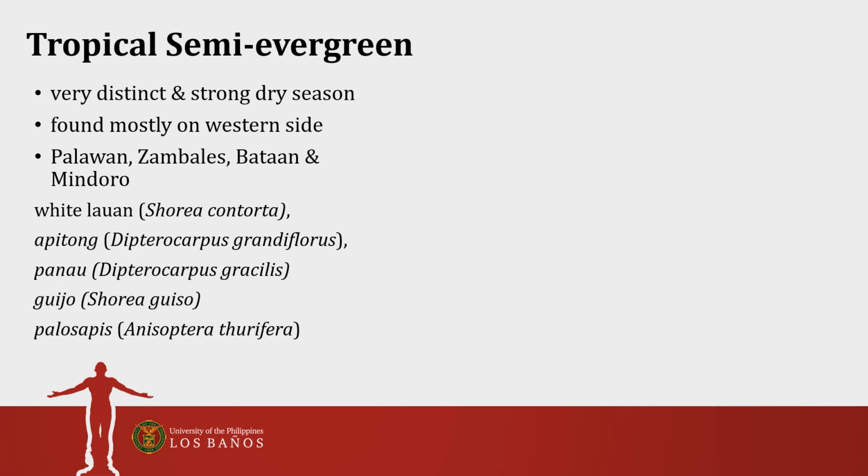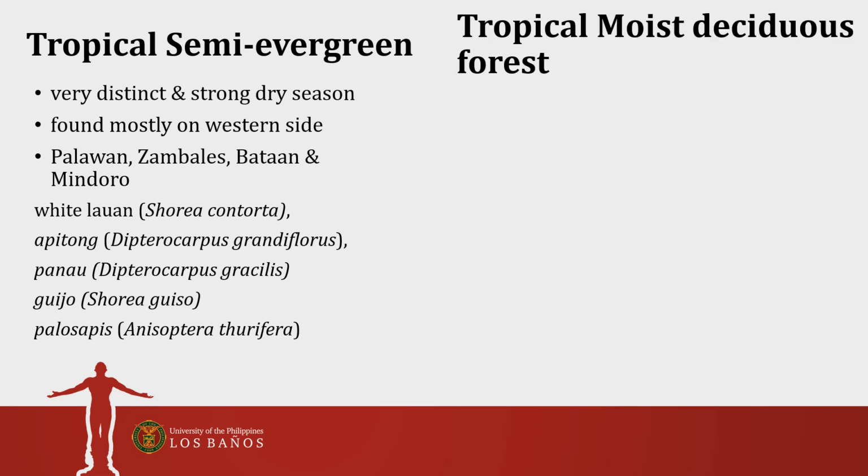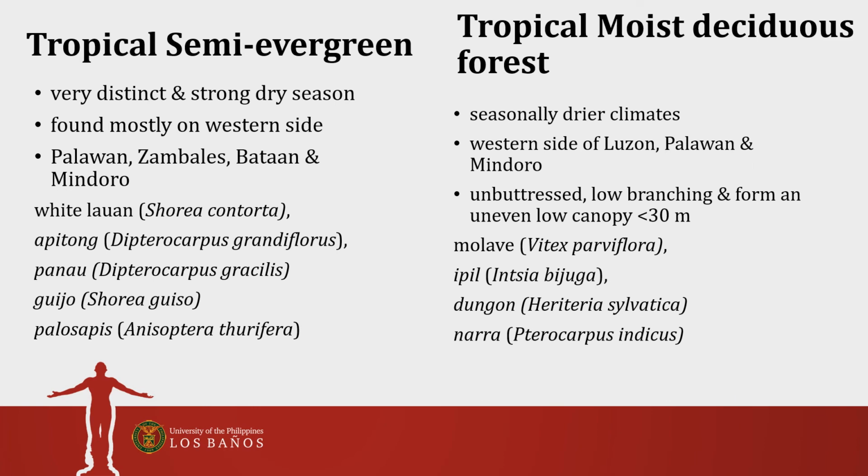The tropical semi-evergreen forest is found in regions with a very distinct and strong dry season, found mostly on the western side of the Philippines, like in Palawan, Zambales, Bataan, and Mindoro. The tropical moist deciduous forest is found in seasonally drier climates. It is found in the western side of Luzon, Palawan, and Mindoro. The trees are unbuttressed with low branching and form an uneven low canopy of less than 30 meters.